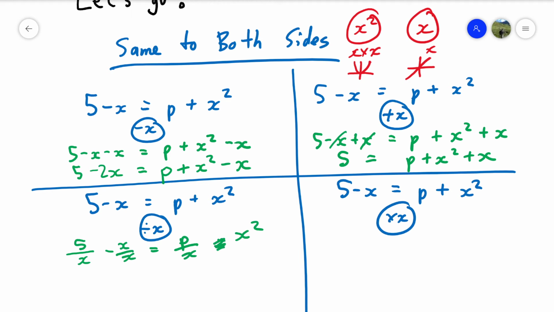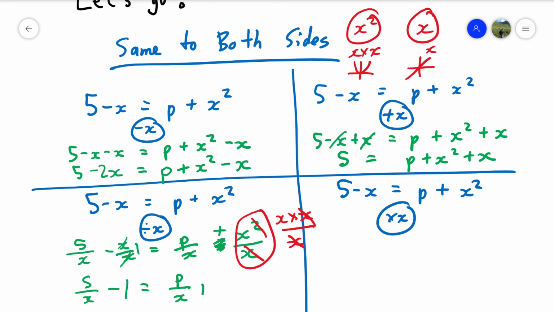Now, that should be a plus sign. Now, we can do some cancelling here. They're going to cancel to make 1. And this bit here, let's circle this in red, that is x times x divided by x. So those x's cancel, which means you just get left with 1x. So I could just go like that. Which means the final answer is 5 over x minus 1 equals p over x plus x.